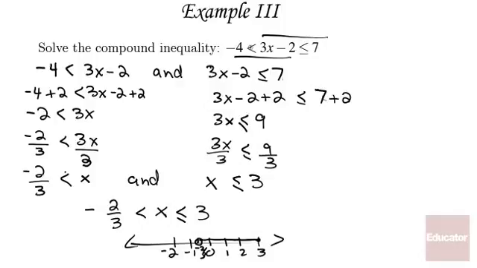So for my compound inequality, I first needed to break it out into these two inequalities. Negative 4 is less than 3x minus 2, and 3x minus 2 is less than or equal to 7. Then I solved the inequality on the left and got that x is greater than negative 2/3. I solved the inequality on the right and saw that x is less than or equal to 3, and I simply wrote that as x is greater than negative 2/3, but it's less than or equal to 3, and represented it on the number line as well.